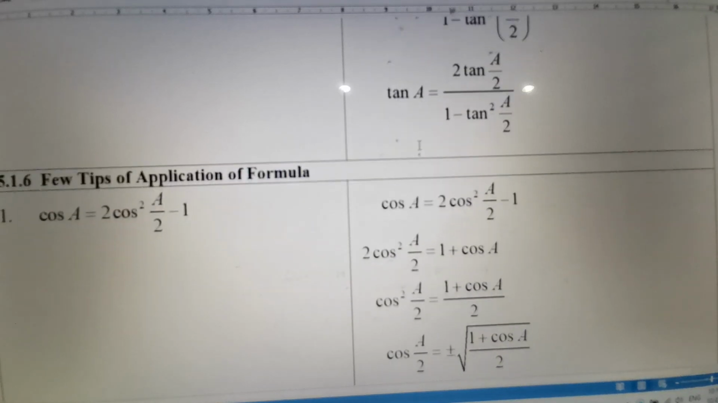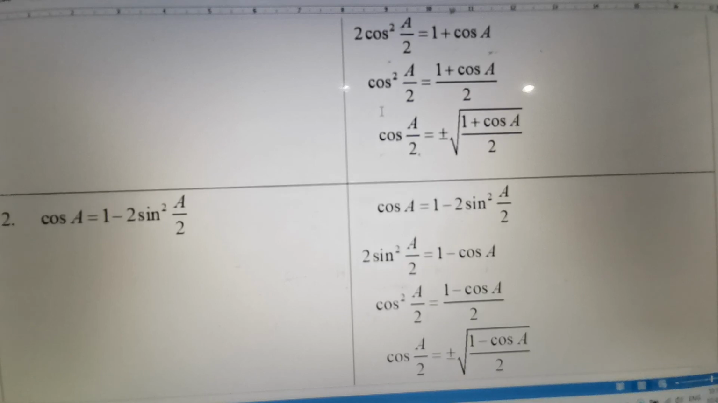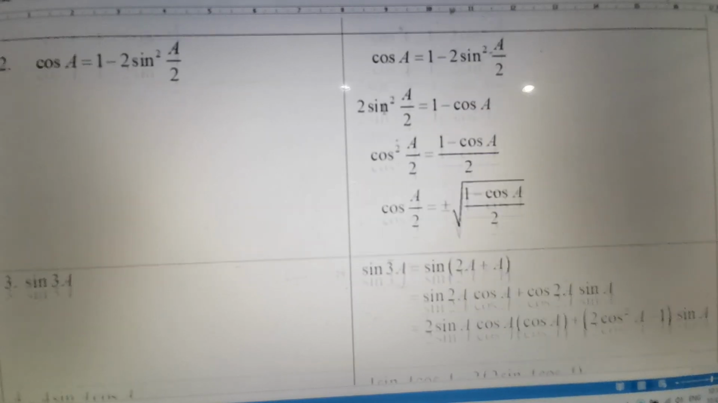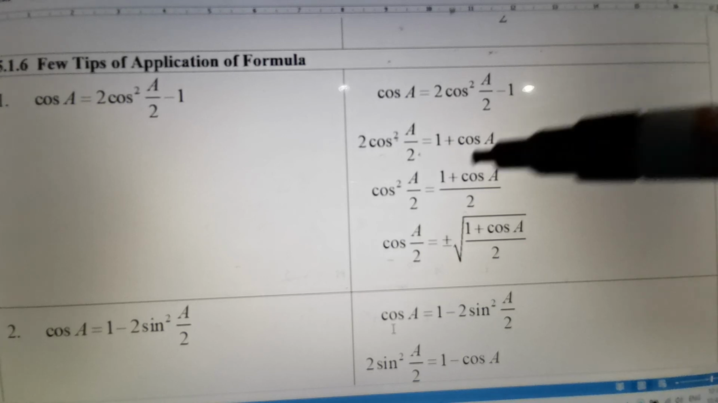Wait, let me go through again. If you have any problem, do not hesitate to forward to me. I'll try to answer. These are the alterations, class. This one is very important. If you see here, the final one, this one.